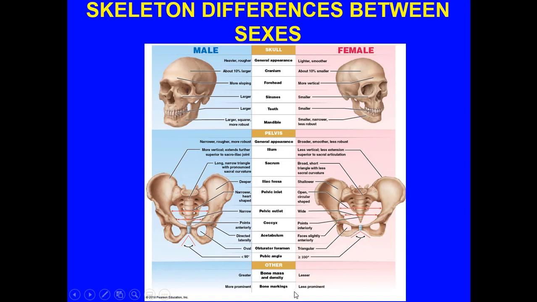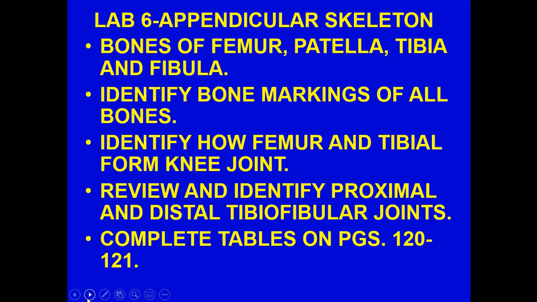There are some slight differences in bone mass and density and bone markings. Bones of the femur, patella, tibia, and fibula. You are to identify the bone markings on all bones. You are to identify how the femur and the tibia form the knee joint. Notice I didn't say the fibula. The fibula doesn't play any role in the knee joint.